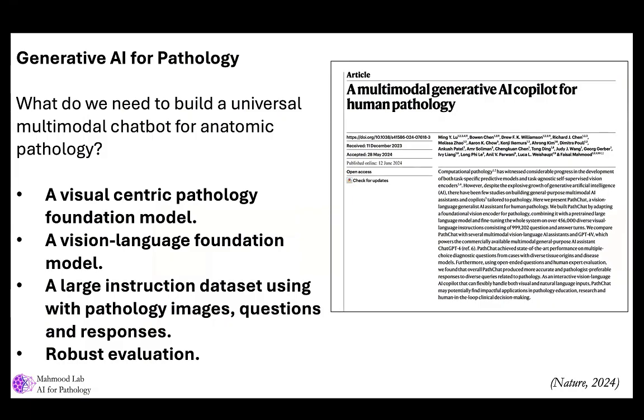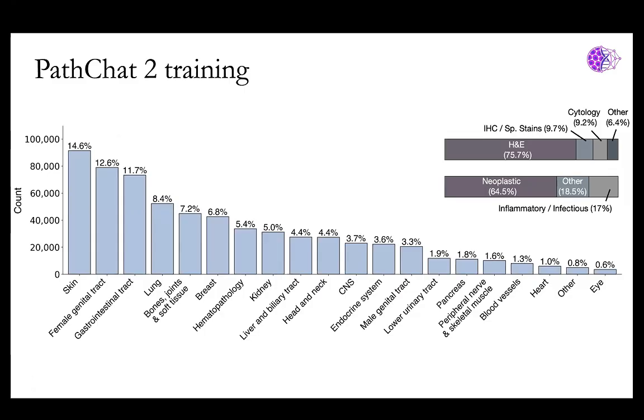So then we use these models in a generative model, and I spoke about that last year. So we developed PathChat, which is a generative model with the hope of catering to all of human pathology. So I'm going to give an update on what I've been doing in terms of training PathChat 2.